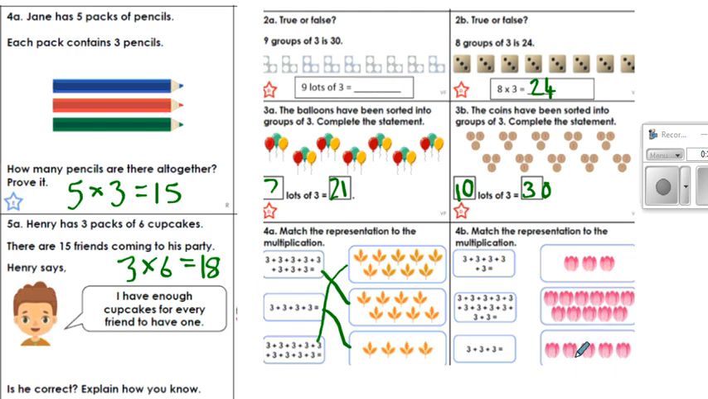Match the representation to the multiplication. Each of these flowers has 3 petals.